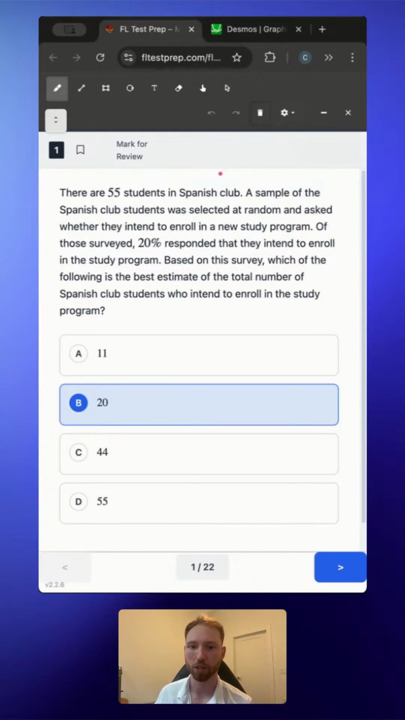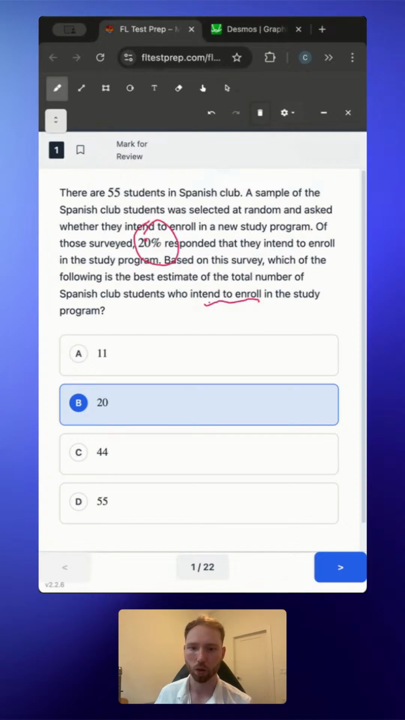There are 55 students in Spanish Club. A sample of the Spanish students was selected at random and asked whether they intended to enroll in the new study program. Of those surveyed, 20% responded that they want to enroll. Based on the survey, which of the following is the best estimate of the total number of Spanish Club students who intend to enroll? So we're trying to find how many enrolled out of this 55.